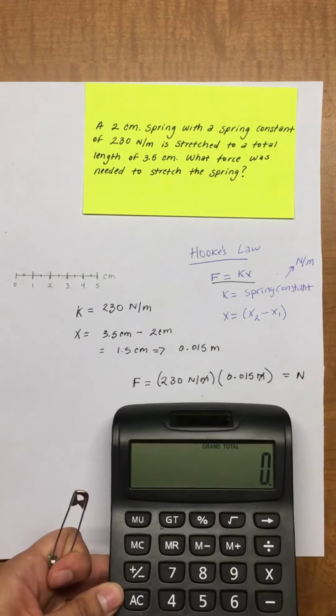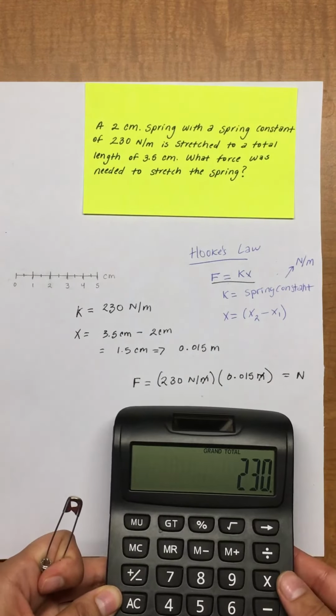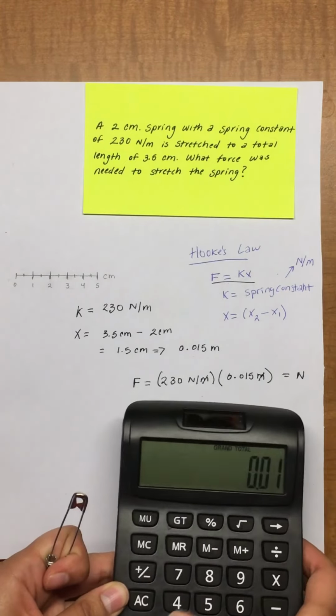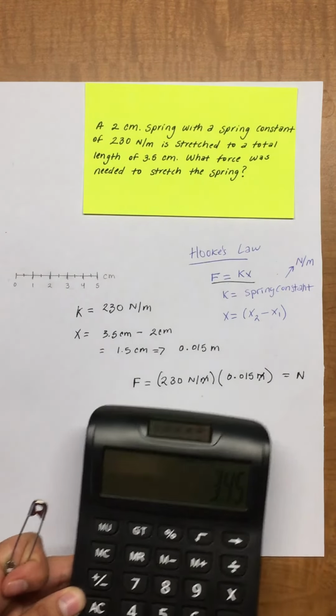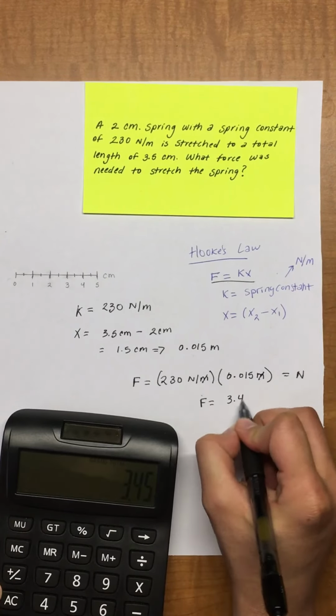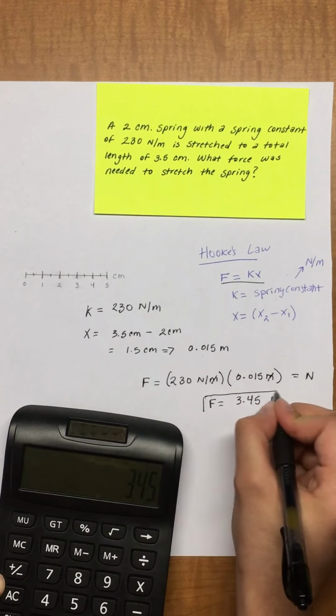Now let's just multiply through. We have 230 newtons per meter times 0.015 meters, and you get a force equal to 3.45 newtons required to stretch the spring.